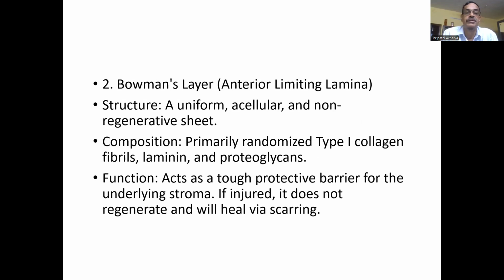2. Bowman's layer. Anterior limiting lamina. Structure: a uniform acellular and non-regenerative sheet. Composition: primarily randomized type 1 collagen fibrils, laminin, and proteoglycans. Function: acts as a tough protective barrier for the underlying stroma. If injured, it does not regenerate and will heal via scarring.